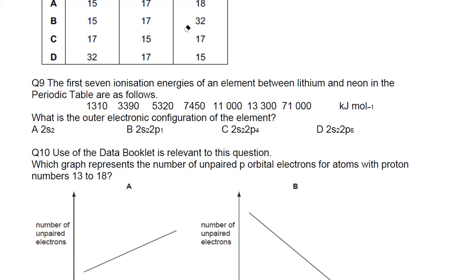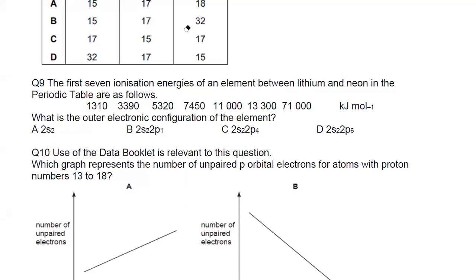Who wants to tell me what group it is in? Remember this: if you want to find out what group an element is in, simply look at the jump in ionization energy. Use the jump in ionization energy to figure out how many electrons are in the outer shell, and that will tell you the group number.